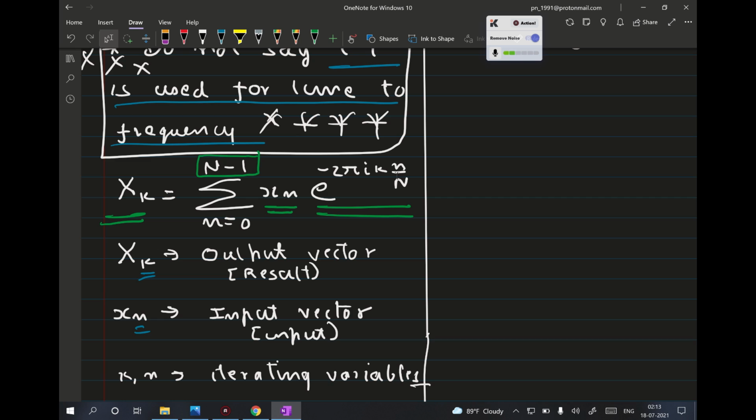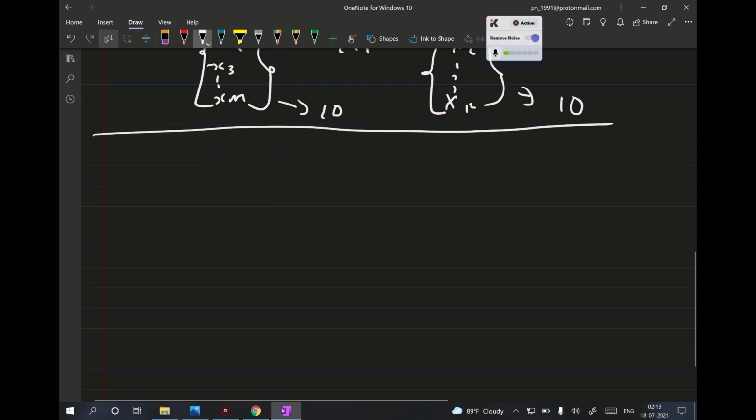So in this transformation, what I am doing is supplying an input vector of some specific size, and I'm getting an output vector of the same size as my input. Now let's see how the transformation works. This is where the actual video starts.